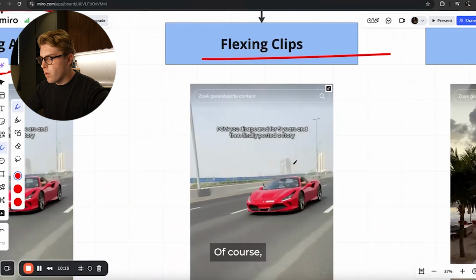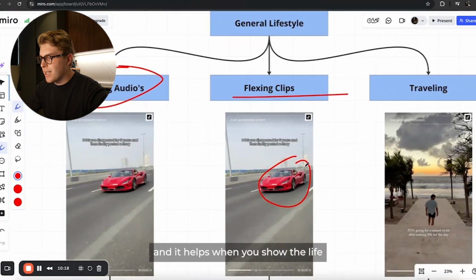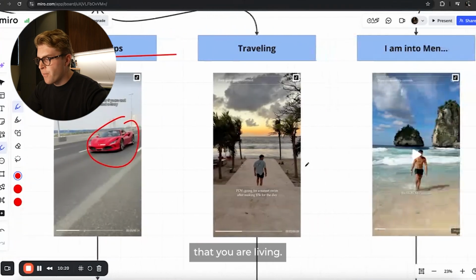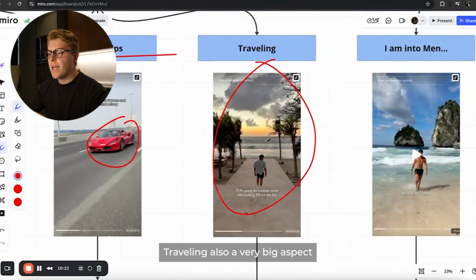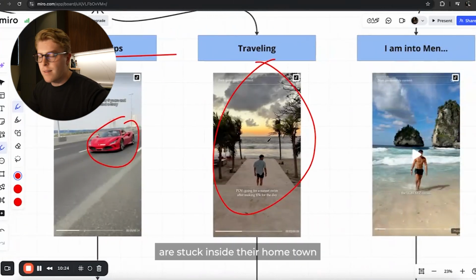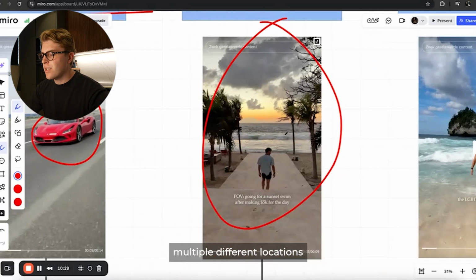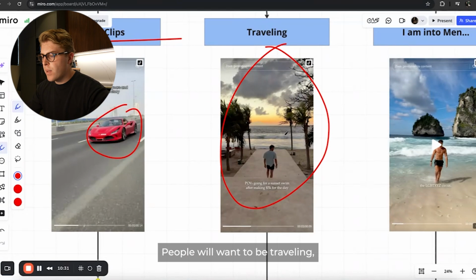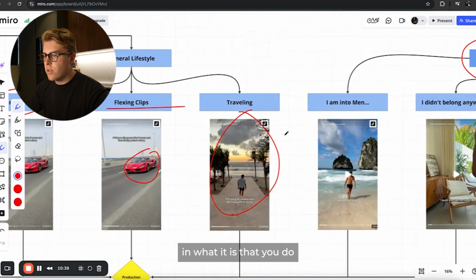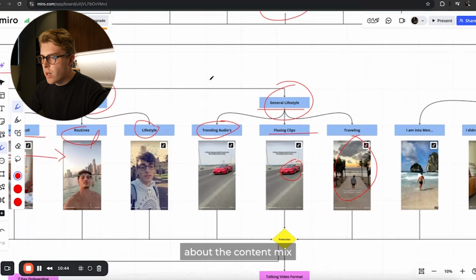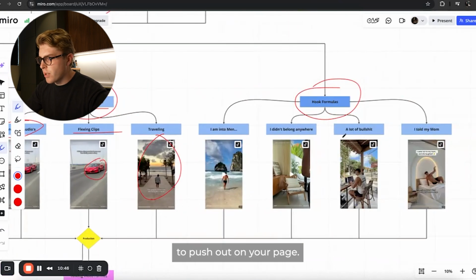Then flexing clips, of course, it helps when you show nice cars and it helps when you show the life that you are living. Traveling, also a very big aspect, because a lot of people are stuck inside their hometown working a 9 to 5. And if you can show multiple different locations in your content, people want that. People will want to be traveling. People will want to make money and traveling at the same time. And if you can show that you are doing exactly that, they will be interested in what it is that you do and want to learn more from you. So that's the general lifestyle about the content mix that you want to push out on your page.